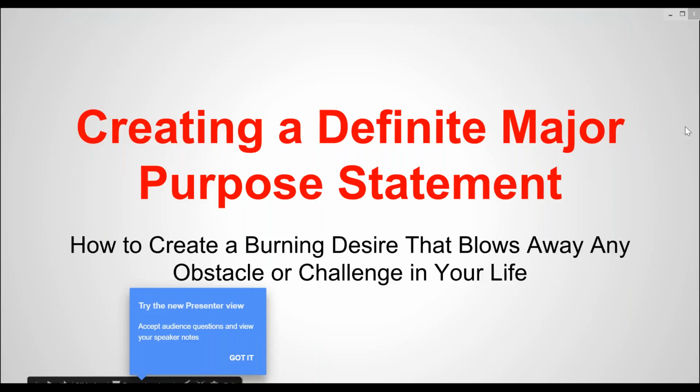So let's talk a little bit about what is a definite main purpose statement. If you've read Think and Grow Rich, then you probably realize that one of the most important things in the book is found in the chapter on desire. That's where Napoleon Hill indicates the 6 steps to creating a definite main purpose. And he gives you an outline. However, that book was written in 1927.